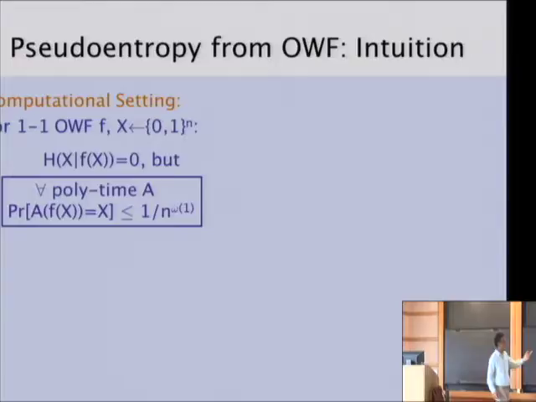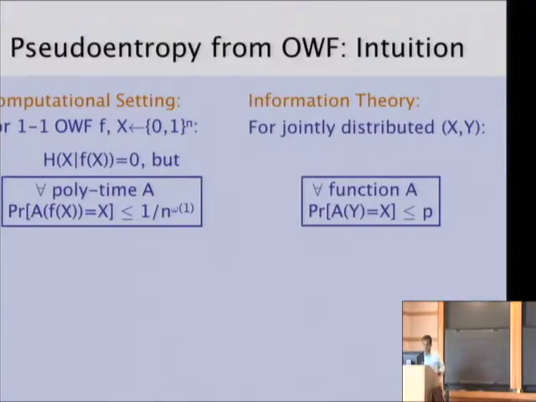So this intuitively seems to be saying that x looks like it has some randomness given f of x. Right? It's unpredictable given f of x. So this should be some kind of computational form of entropy, and we want to relate it to pseudoentropy in some way to carry out the Hastad et al. construction. So to understand what kind of computational entropy we might look for, let's look at the information theoretic analog of this property.